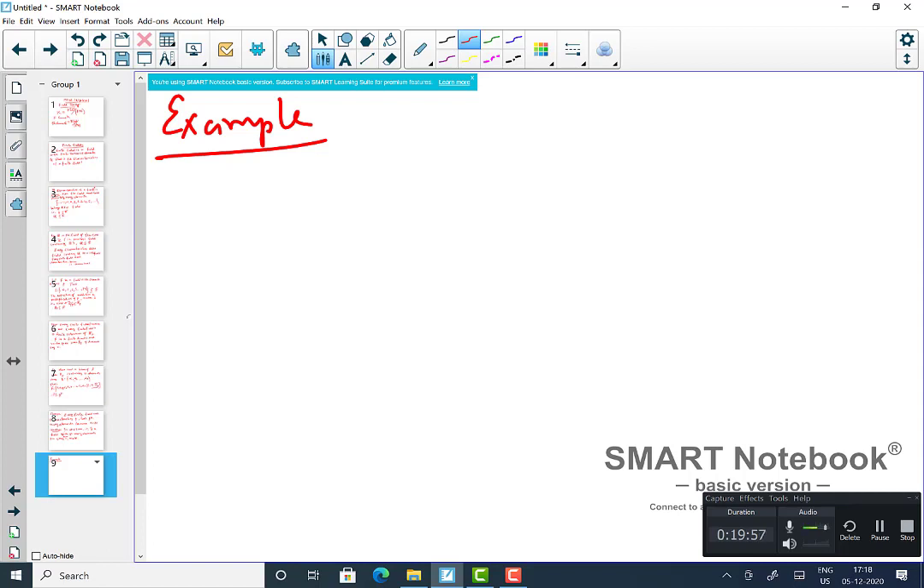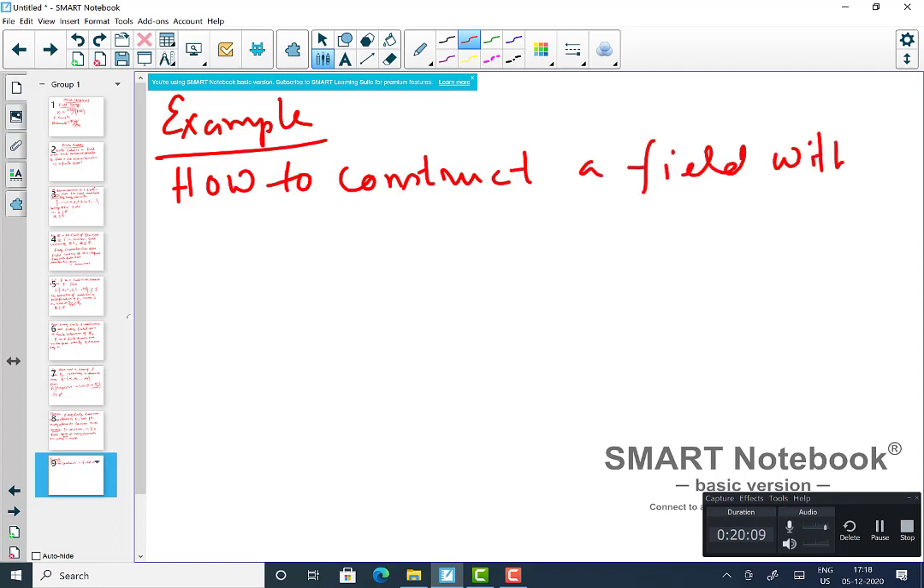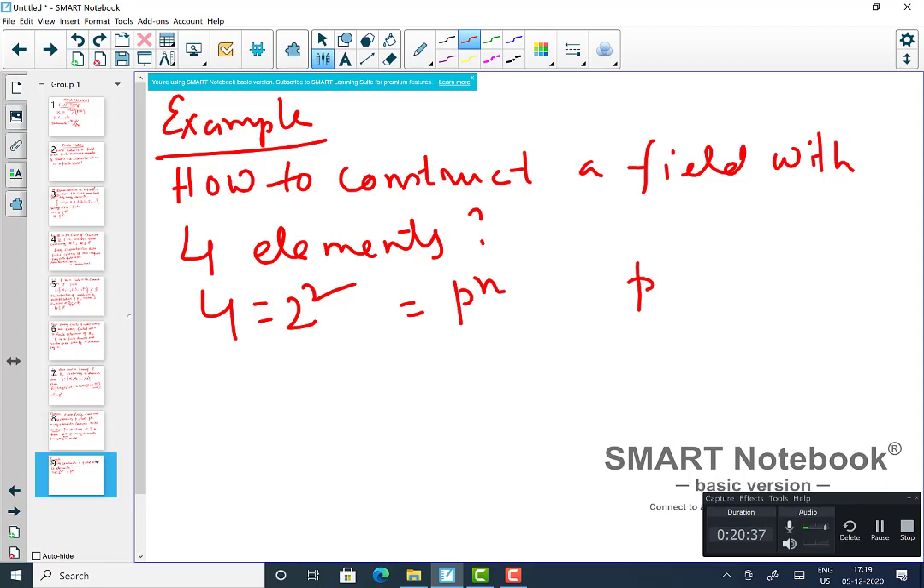So for example, how to construct a field with four elements? Okay, this is a simple question, how to find it, right? And the answer is what? So see, you write down four as two square, right? This is of the format p power n. So p equal to 2 and n equal to 2, right?